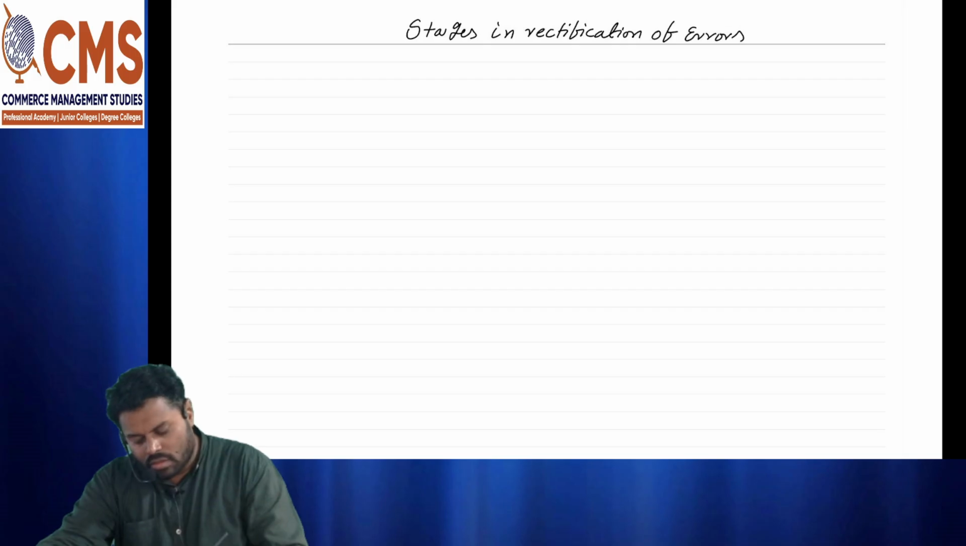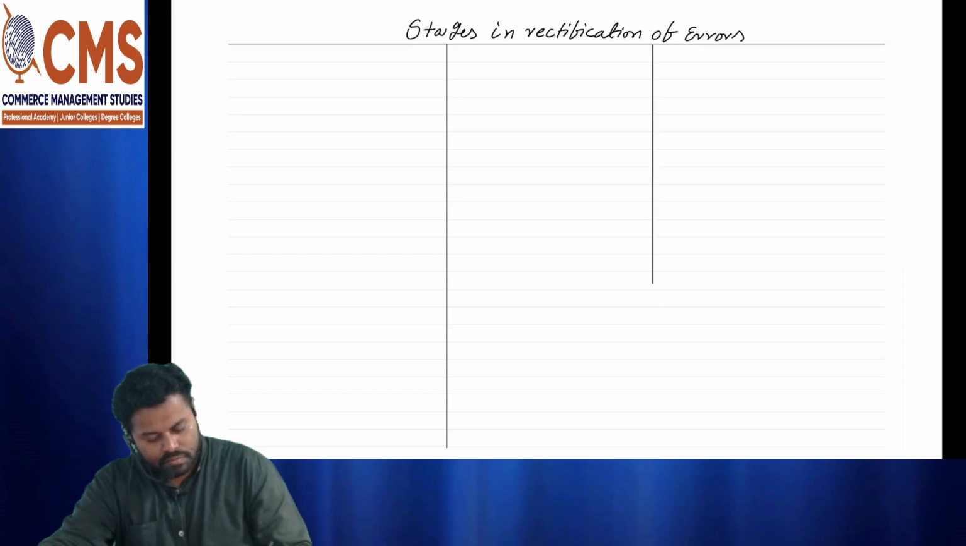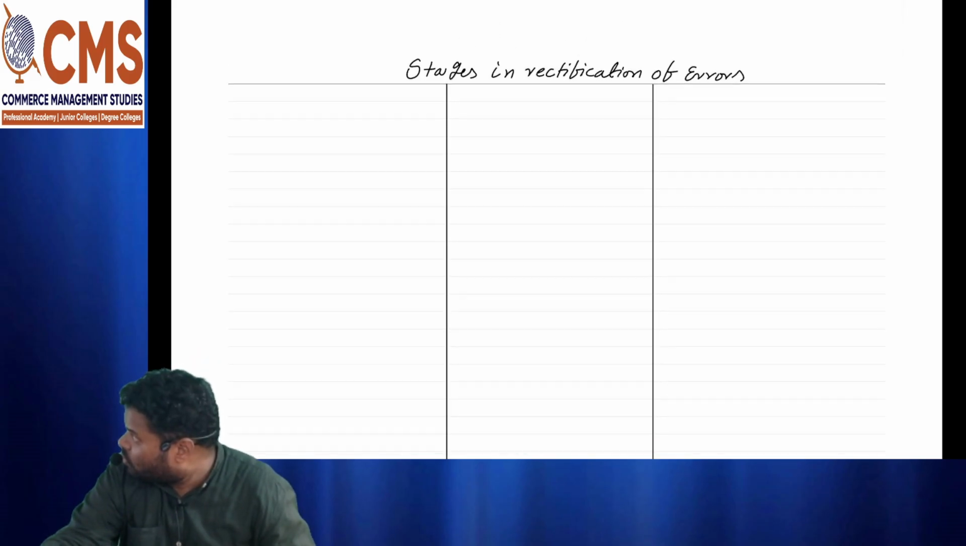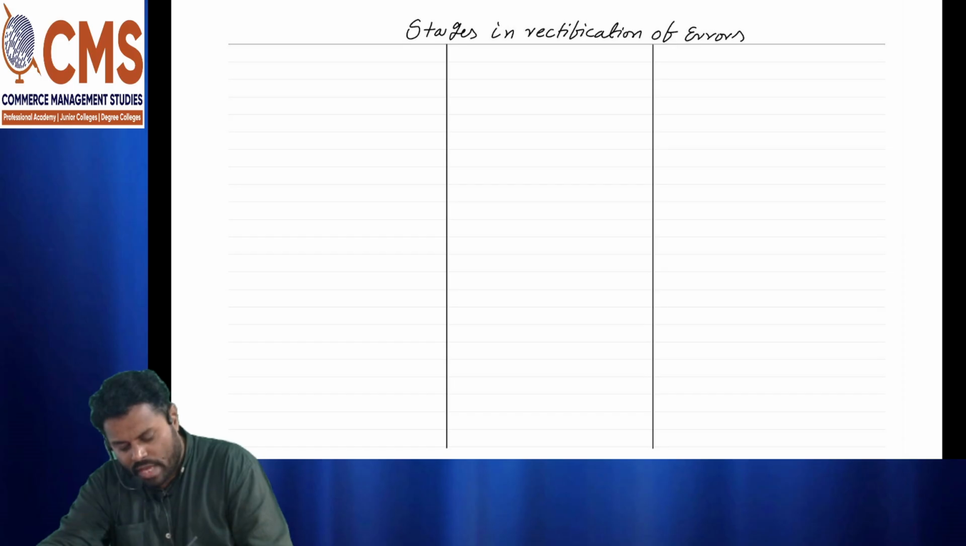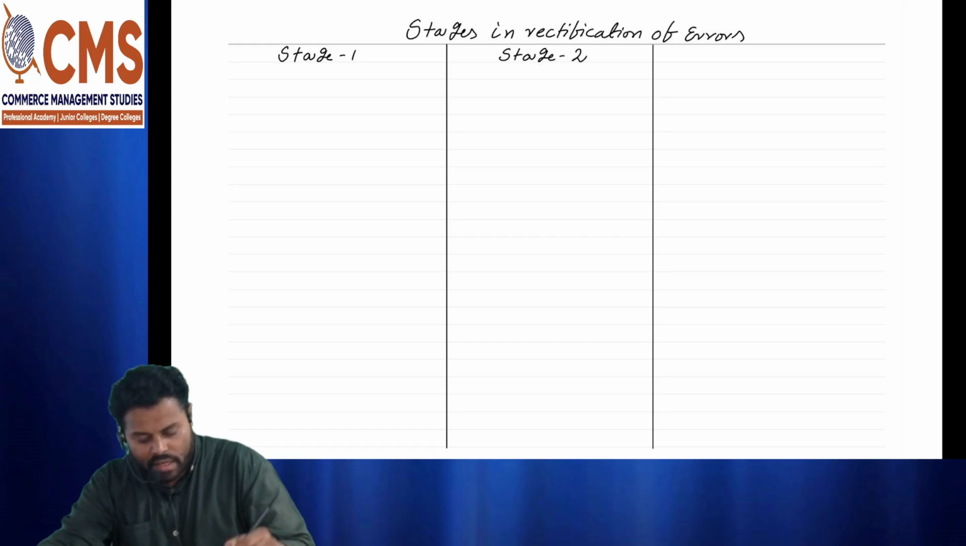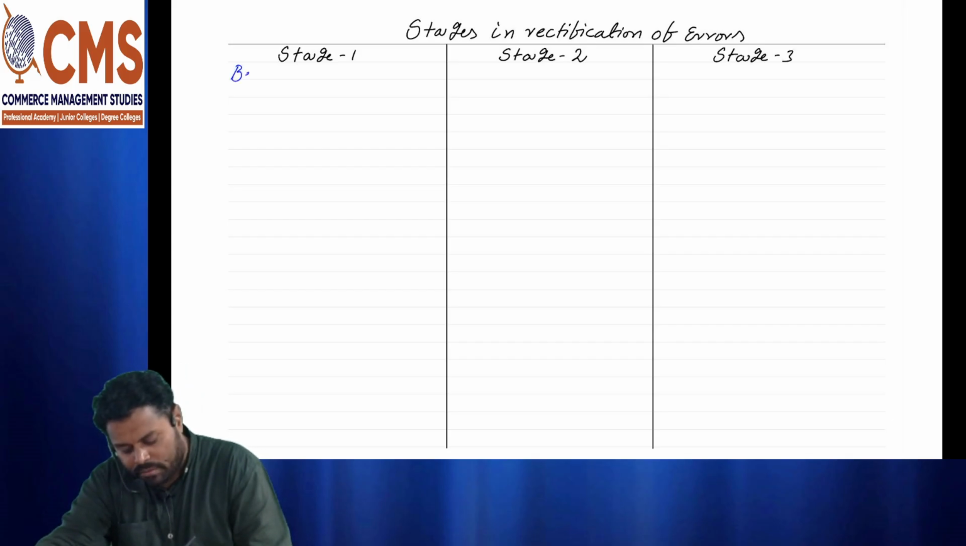Right. So basically, you are dividing the rectification exercise into 3 stages. This is what you will be writing. Let's write it neat and legible so that everyone will have clarity. So, stage 1. Don't write it along with me. I'll give you separate time for writing it. Focus on what exactly these stages are. So, the first stage is before what? Before trial balance.